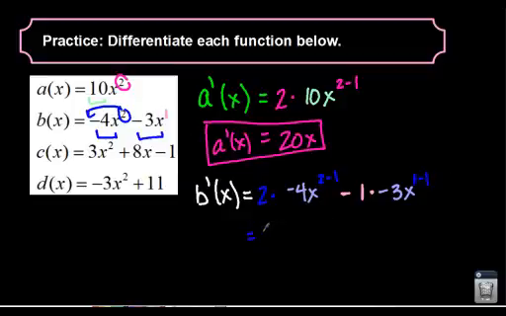Now let's go ahead and simplify it. Oops, and this should be positive. Getting sloppy there, just 1 negative I wrote up front. So 2 times negative 4 is negative 8, x to the power of 2 minus 1, which is 1. So we'll just say negative 8x. Minus 1 times 3 is 3. And then x to the power of 1 minus 1. Well, 1 minus 1 is 0. Anything to the 0 power is 1. So this ends up being negative 3 times 1, which is negative 3. Alright, so here is our derivative of b of x.